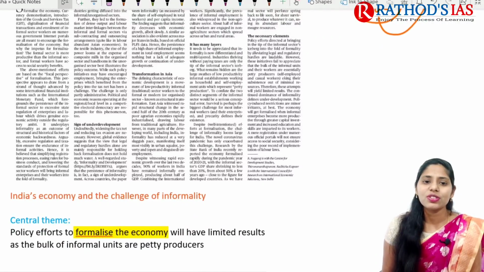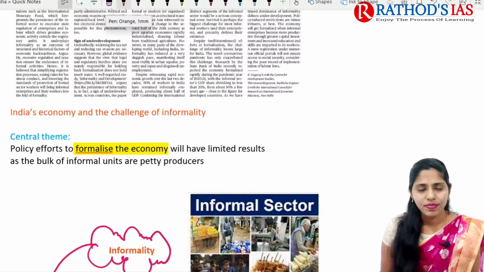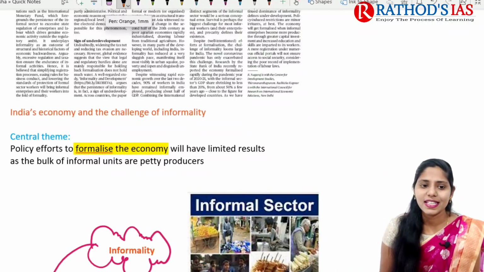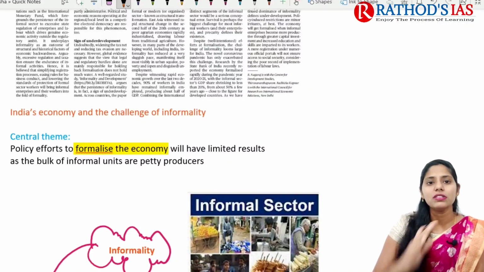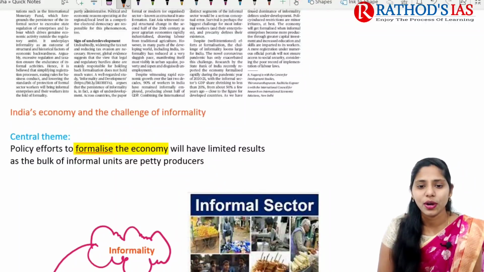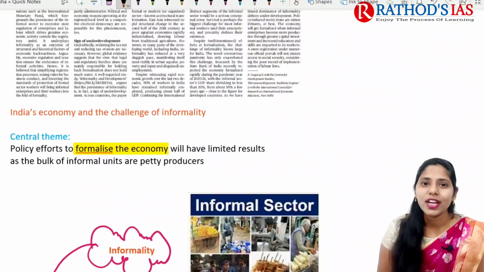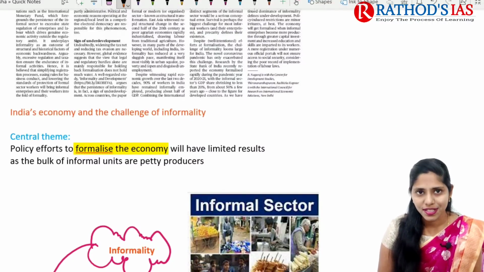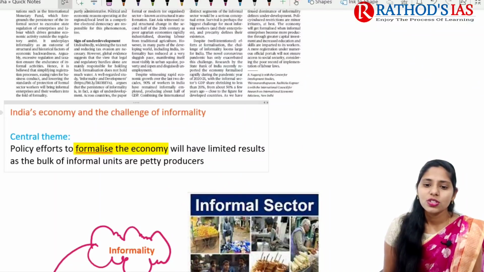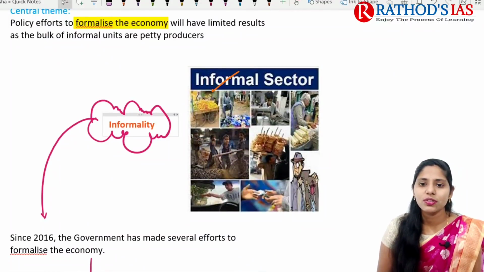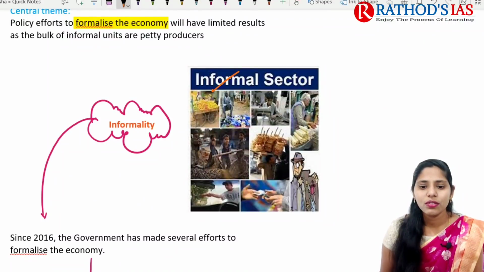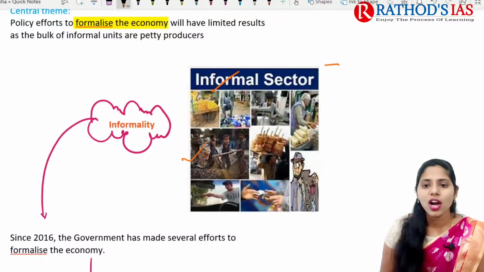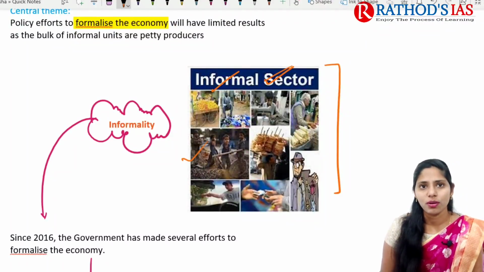So now let us see the context or central theme. The central theme mainly says that the policy efforts taken by the government to convert the informal economy into the formal economy are showing very limited results, because a bulk of informal units are present in our country. If you see this infographic, you can see street vendors, some people working in agriculture, and some people working in pottery. All these works come under the informal sector.